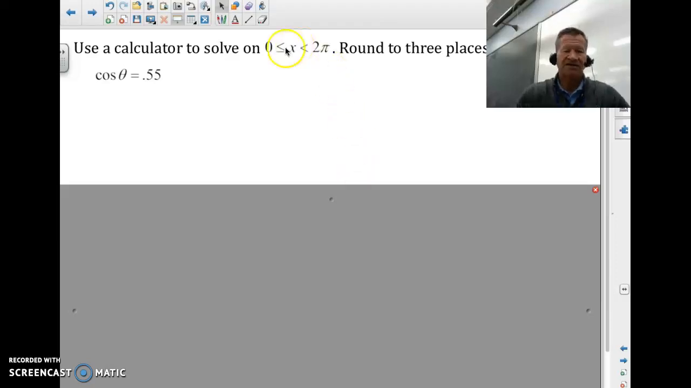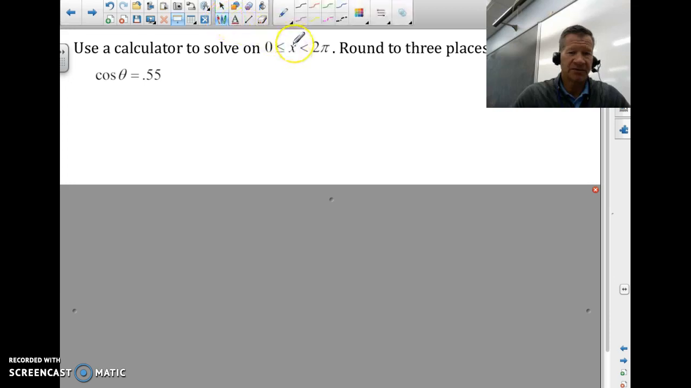Moving on with section 7.7 now, we're going to learn to use a calculator to solve equations between 0 and 2 pi. And again, I got a little screw up here. This really should say theta. Okay? We want to round to 3 places. So here we go. Cosine theta is 0.55.